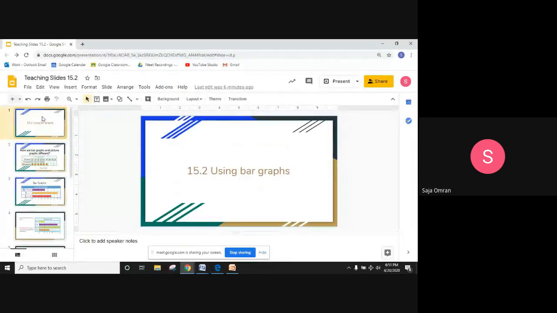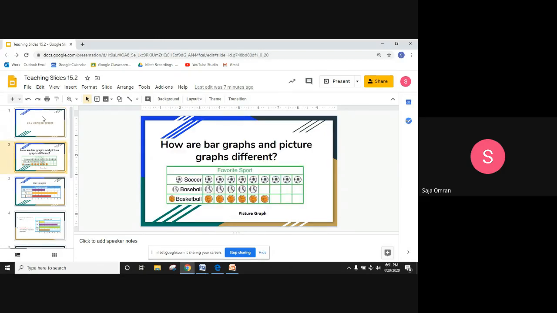All right, first grade. So yesterday we learned about what picture graphs are. That was 15.1. Today the lesson is 15.2. It's about using bar graphs. So we're going to compare how a bar graph is different from a picture graph. So let's take a look. How are bar graphs and picture graphs different?